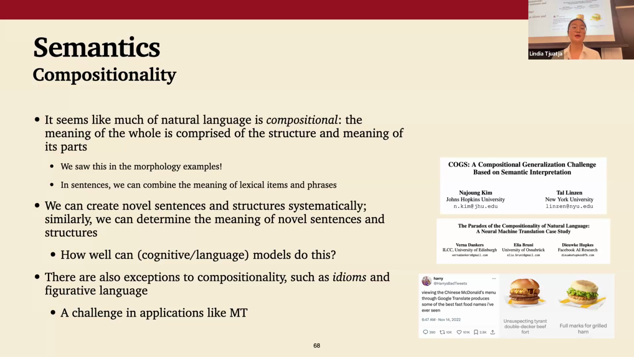But there are also exceptions to compositionality, such as idioms and figurative language. So this is a really funny viral tweet on the Chinese McDonald's menu translations. This one says, "Unsuspecting tyrant double-decker beef fort." If you've ever looked at a Chinese menu and been like, wow, that is a really strange dish name, it's because they're very figurative dish names and they don't translate very well when you do a word by word translation. So obviously this is a challenge for applications like machine translation, but also more culturally sensitive language technologies as well.